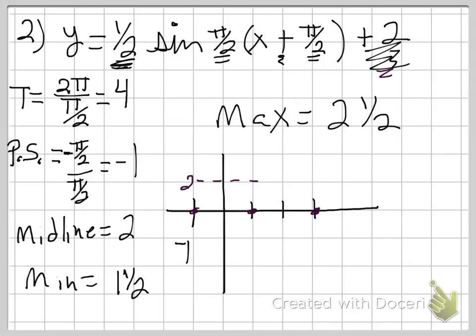Here's my midline. Right? So I'm going to start here. Halfway through I'm going to be at the middle. And I'm going to end up on the midline. Now, a quarter of the way through, I know I'm going to be at my maximum, which is 2 1/2. And 3/4 of the way through, I know I'm going to be at my minimum, which is 1 1/2. So this graph is going to look, well, let's move my 2 1/2 down a little bit, kind of like this. Right. Kind of short.